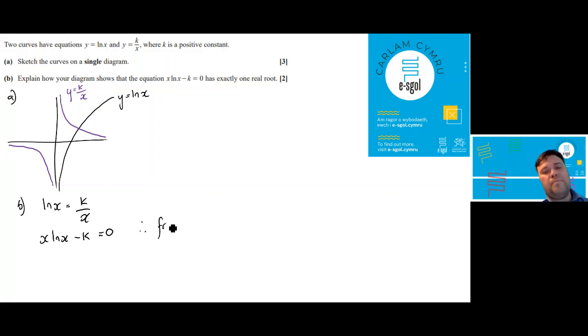Therefore, from the diagram, the graphs only cross in one place, therefore only 1 root.